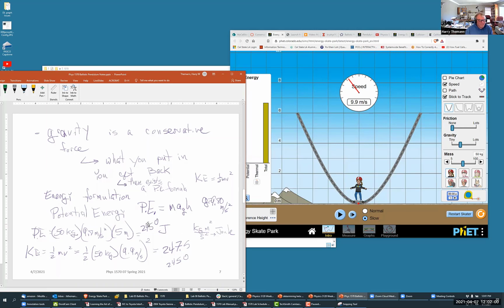So notice that the kinetic energy at the bottom equals the potential energy at the top. And also notice at the bottom.